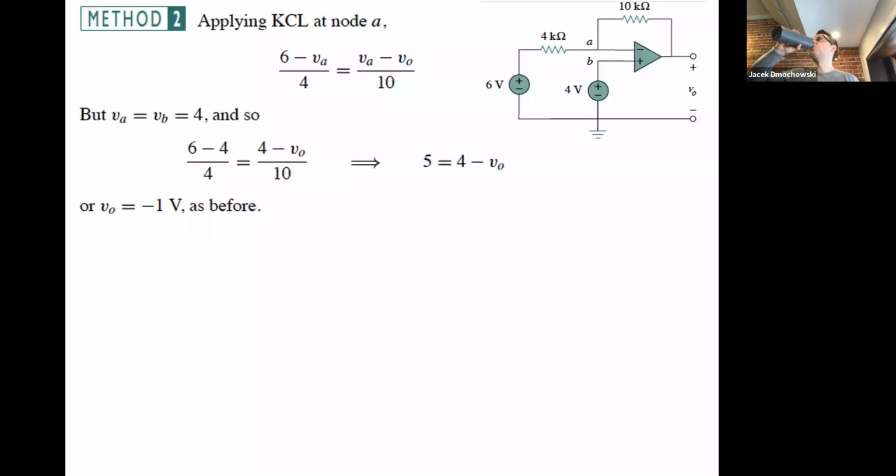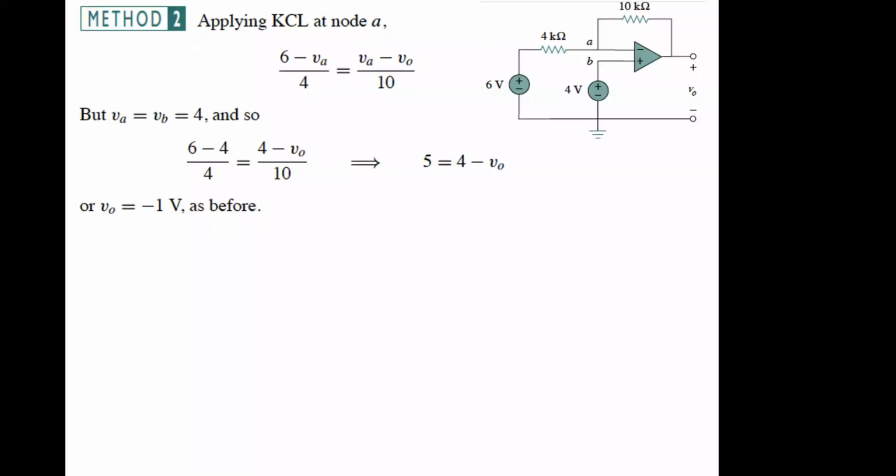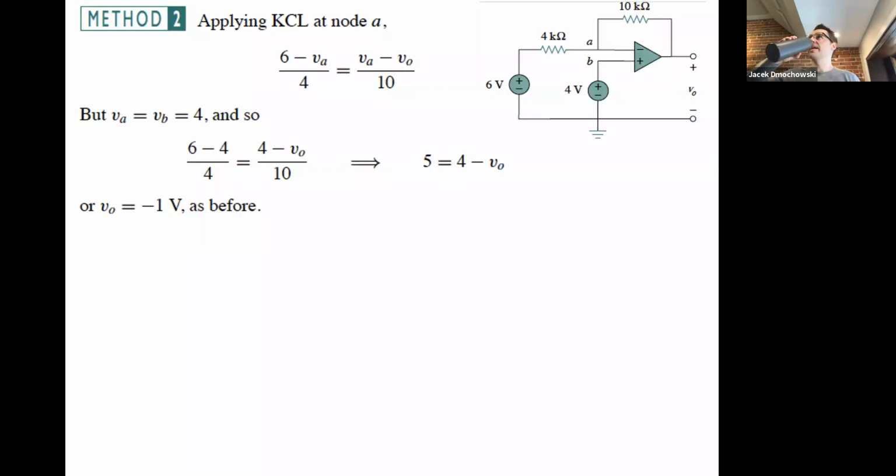I'm confused about why VA is equal to VB. Yeah, it's a common question.